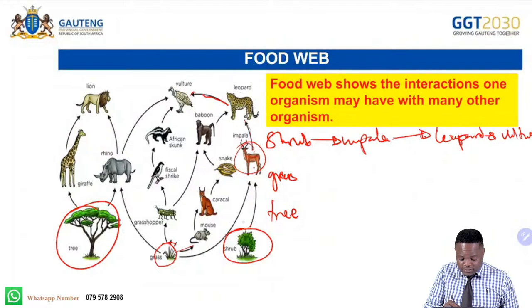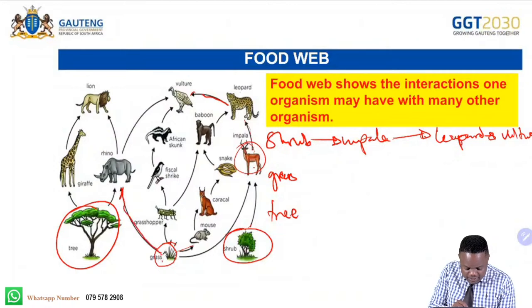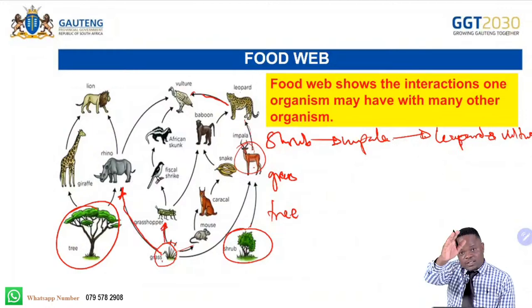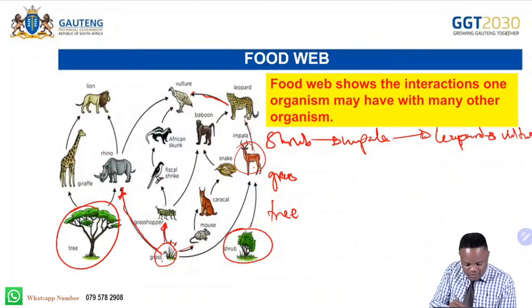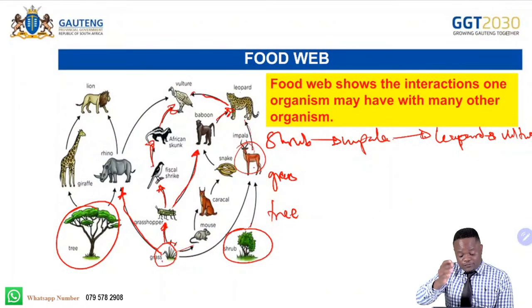So I'm saying from the shrub, you just follow that. And then if I go to the grass, the arrows that move from the grass, rhino is one part, grasshopper, another part, that is a different food chain, which can go all the way there. You see that? That's a food chain on its own. Or from the grasshopper, it can go to the baboon, leopard. That is a different food chain.